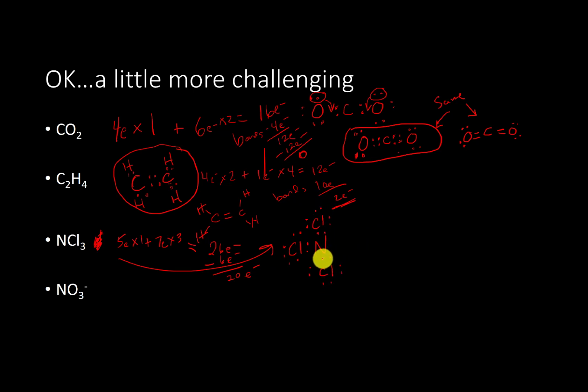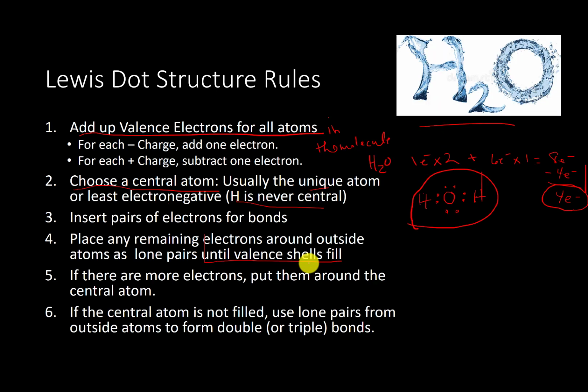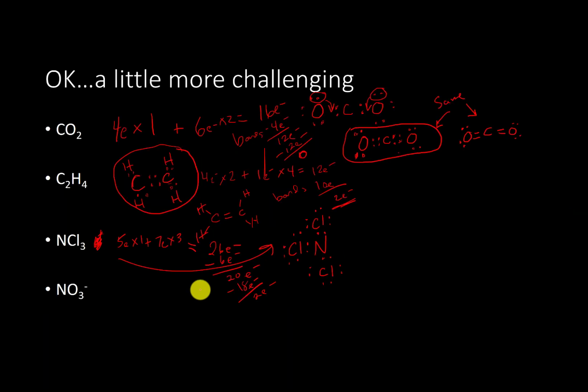Now, each of these chlorine atoms has 1, 2, 3, 4, 5, 6, 7, 8 electrons around it. So now we have to subtract 18 electrons, and that's going to leave us with 2 electrons left. What are we going to do with those 2 electrons? Let's see here. If there are more electrons, put them around the central atom. Okay, so in this case, does the central atom need more electrons?